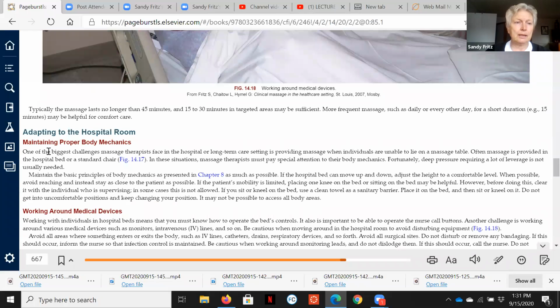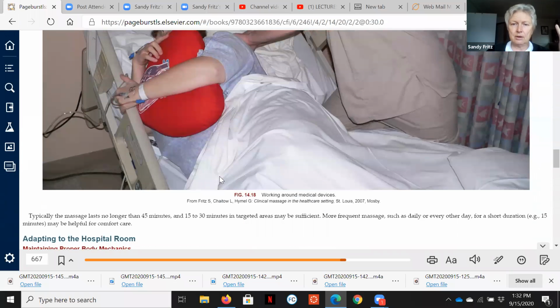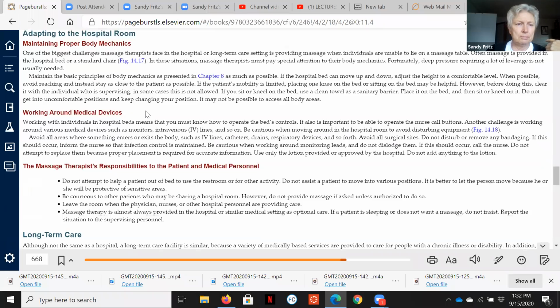So pragmatically, there's the idea of adapting to the hospital room, knowing how to work the beds, the equipment, working around IVs and all of that. The medical devices that are in play, all the tubes, the leads to the equipment that they're using to monitor what's going on. So that is where a lot of the learning curve comes in there.